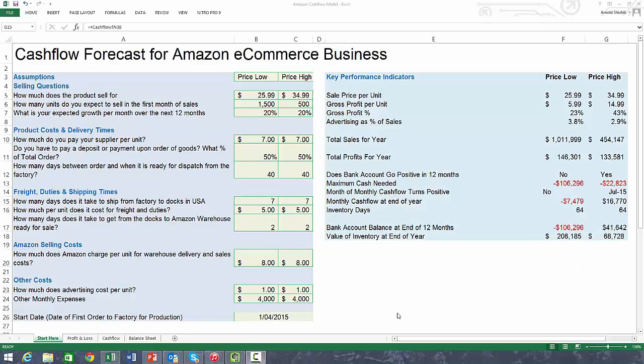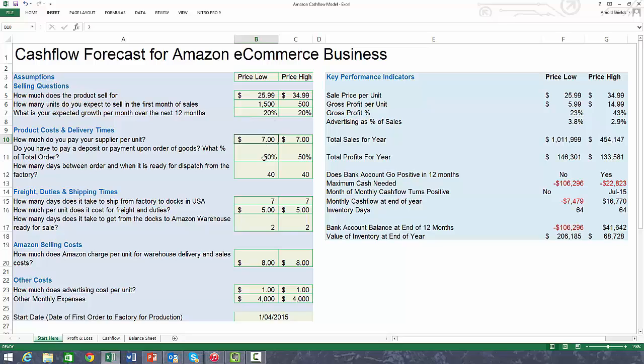So here we have our cash flow model, and down the bottom here, for those of you who are not familiar with Excel, we've got 4 sheets. The only one you need to enter the information on is the start here, and the green cells are the ones we can change. So we can change the scenario that we want, in this case price low and price high. We've got $25.99 for our sale price. We expect to sell 1,500 units in the first month, and we're going to grow it by 20% per month over the next 12 months.